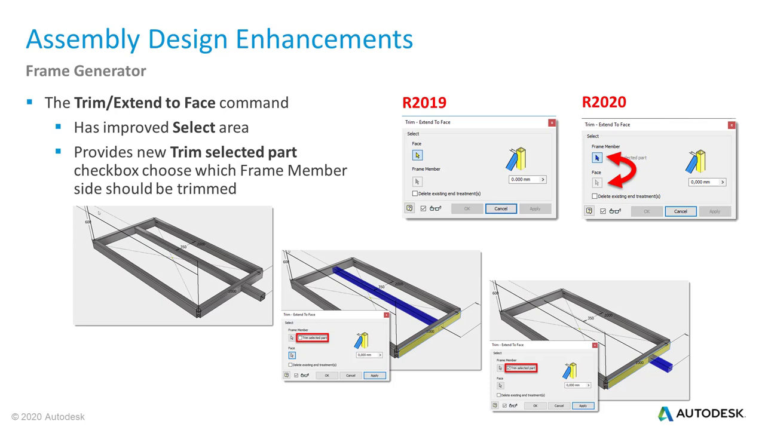The picture below shows the options. A square profile goes through a frame member and needs to be trimmed. Enable or disable the Trim Selected Part checkbox to trim the square profile according to your needs.